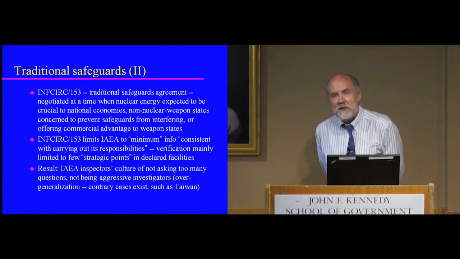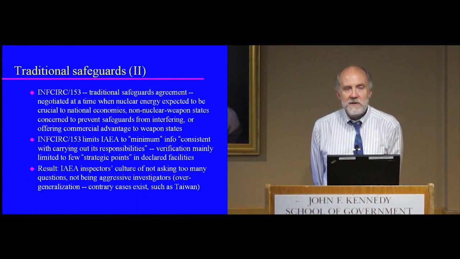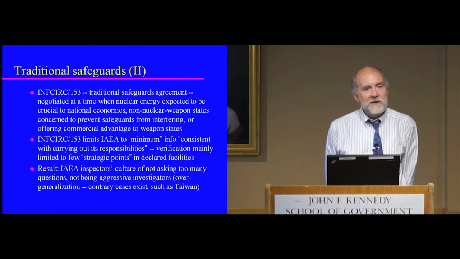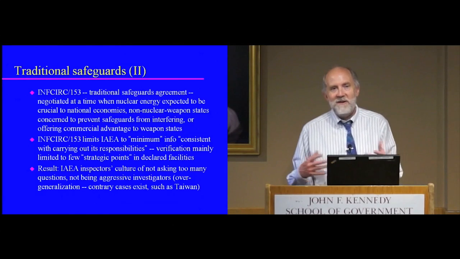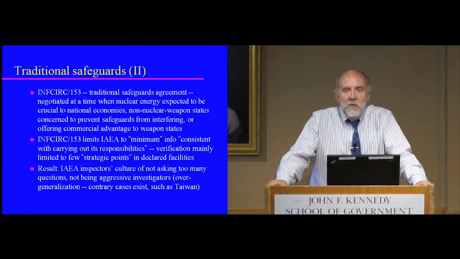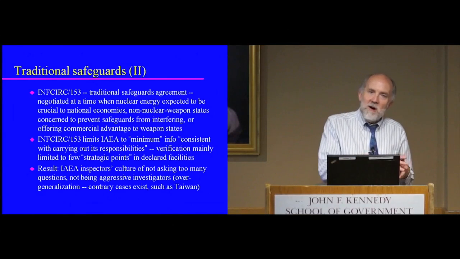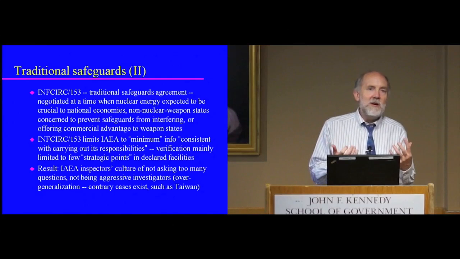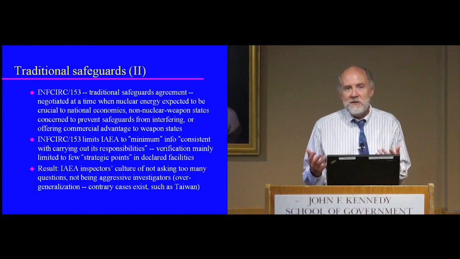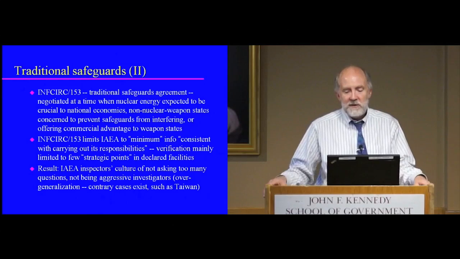All right, so traditional safeguards are based on the Safeguards Agreement for the NPT, as I said. That's known as Information Circular 153, or INCIRC. There's a huge number of IAEA documents that are referred to as INCIRC with some number. And INCIRC was negotiated at a time when nuclear energy was really expected to grow enormously. It was expected to be the answer to mankind's energy future. And so almost all countries were thinking they're going to have nuclear energy and it's going to be a key element of their national economy.